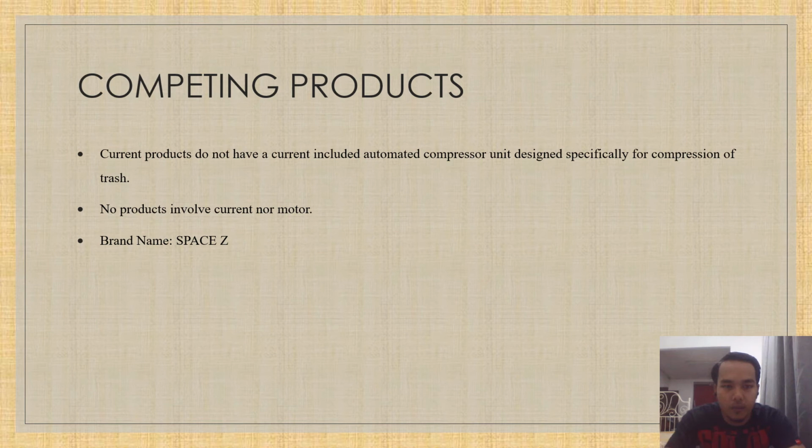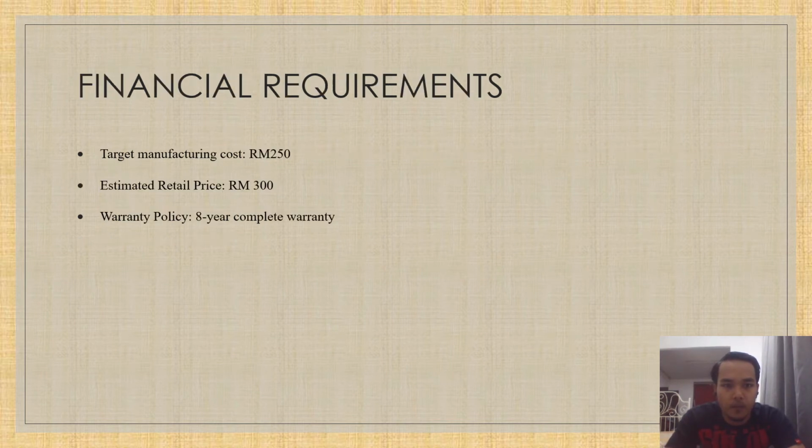For the competing products, the current products do not include an automated compressor unit designed specifically for compression of trash. There is no product involving current or a motor. Our brand is named Space. For the financial requirements, we target a manufacturing cost of 250 ringgit. We estimate the retail price at 300 ringgit, and we also have a warranty policy of 8 years.